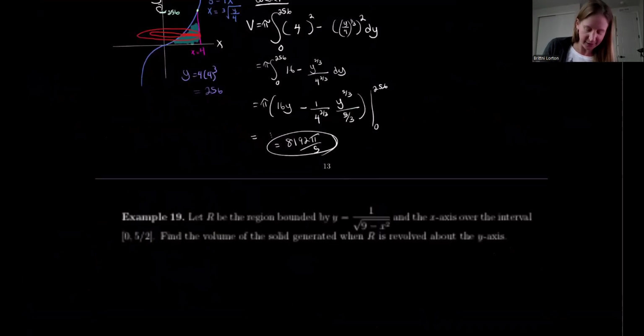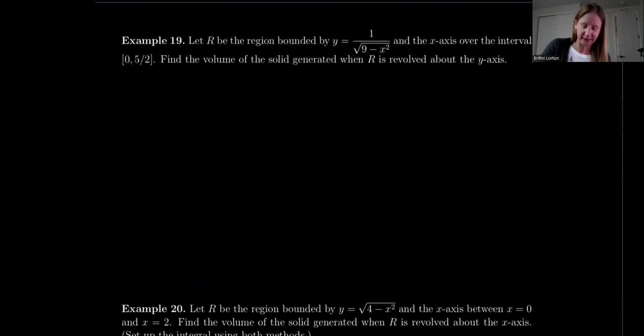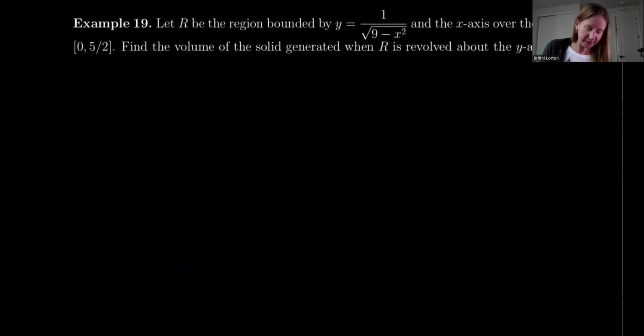All right, let's do another example. Let's do another shell method example. I think it's gonna be worth our time to set up at least a few more. So let's say R is the region bounded by y equals 1 over the square root of 9 minus x squared, and the x-axis over this interval from 0 to 5 over 2. Find the volume of the solid generated when R is revolved around the y-axis.